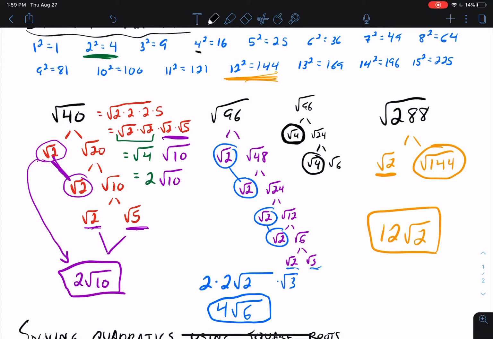Is there any perfect square stuck inside 6? Well, no, 6 breaks down into 2 and 3. None of those are perfect squares. All right, so I got square root of 4 times square root of 4. So that is 2 times 2 times square root of 6, which is 4 rad 6. All right, those answers match.